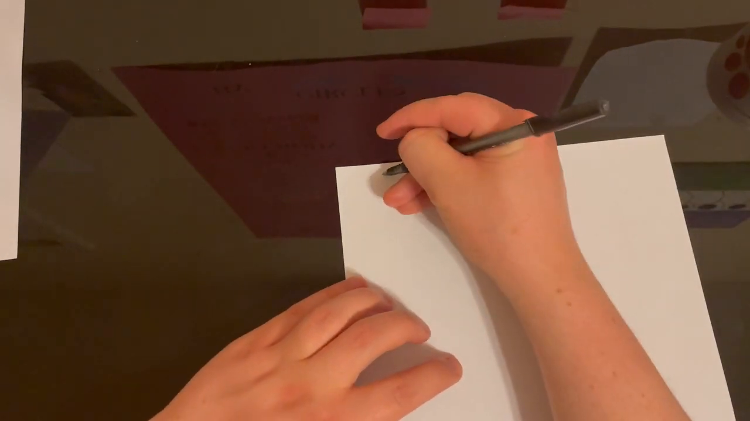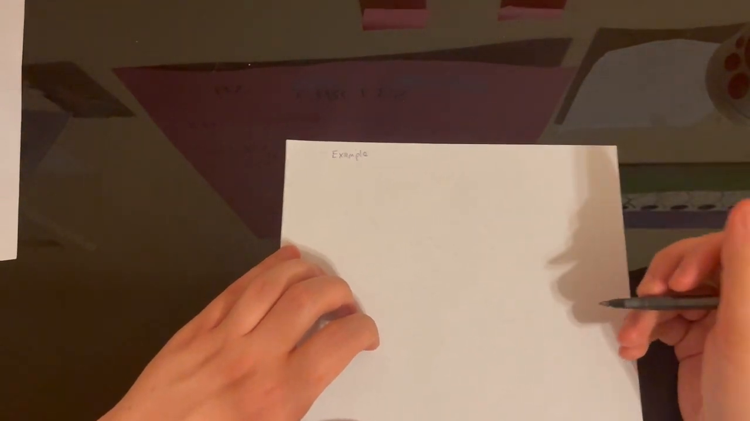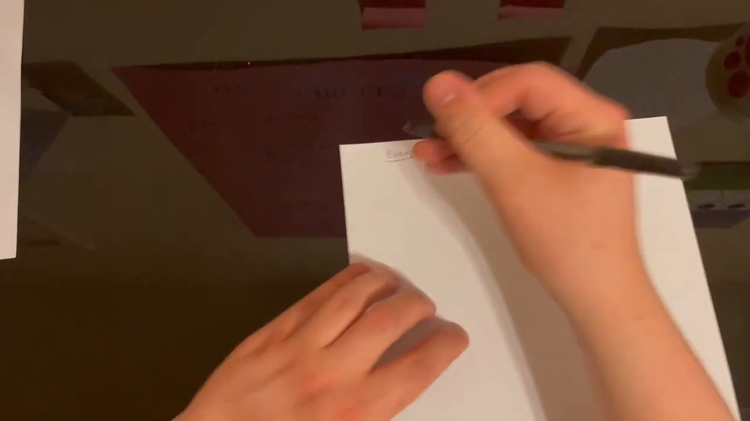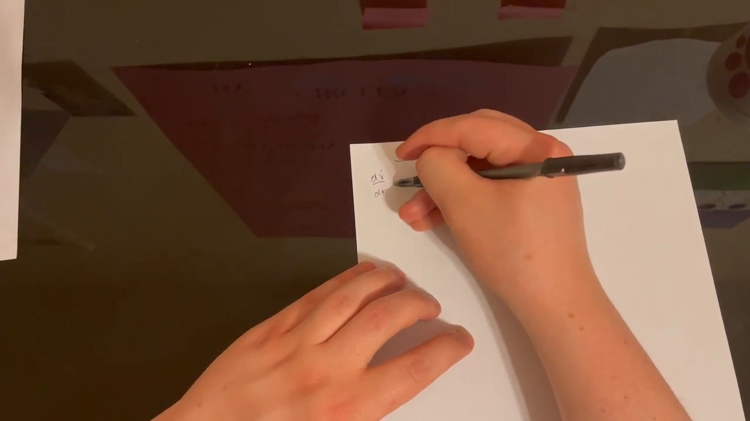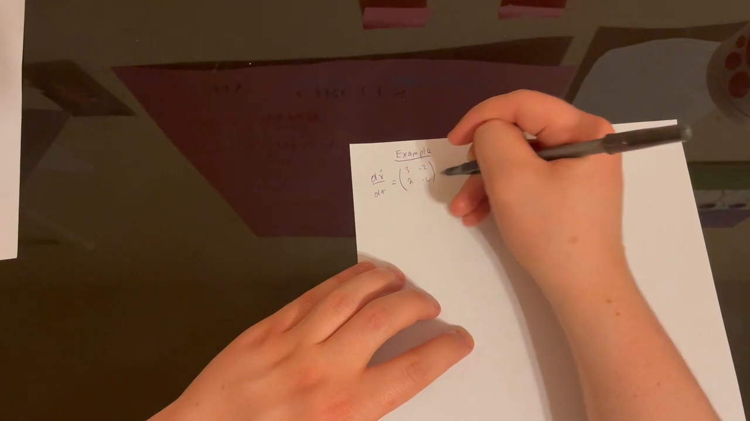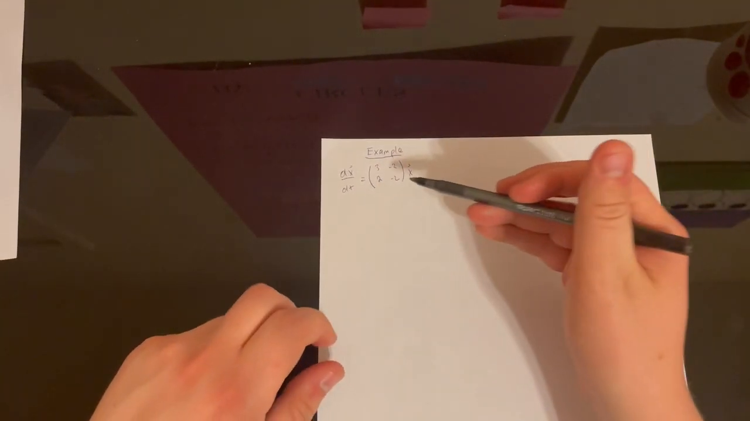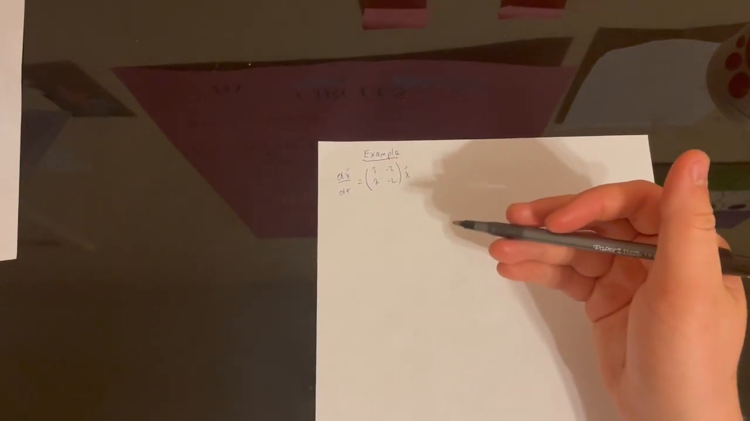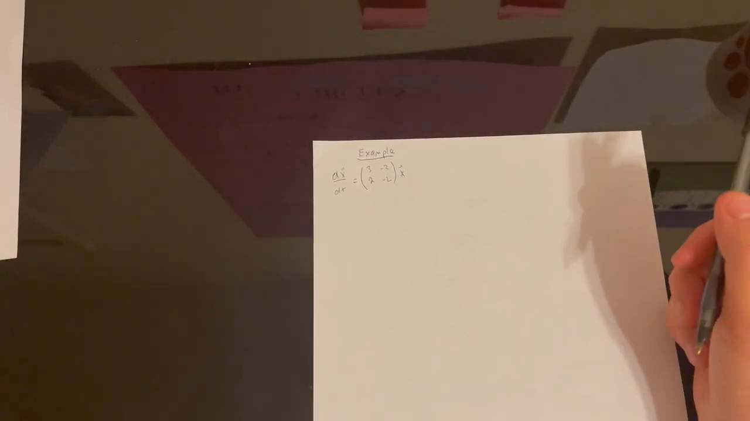All right, so now we'll be doing an example. So let me just write this down, example. And we'll be solving today the equation dx/dt is equal to the matrix 3, 2, 2, negative 2 times x. So how would we go about solving this? So first of all, if you remember from over here, we just need our eigenvalues and our eigenvectors. So let's find the eigenvalues first.